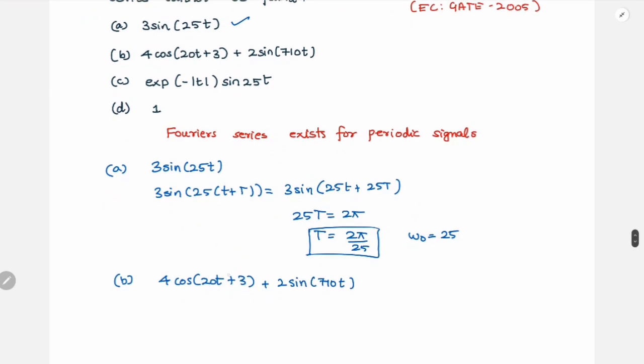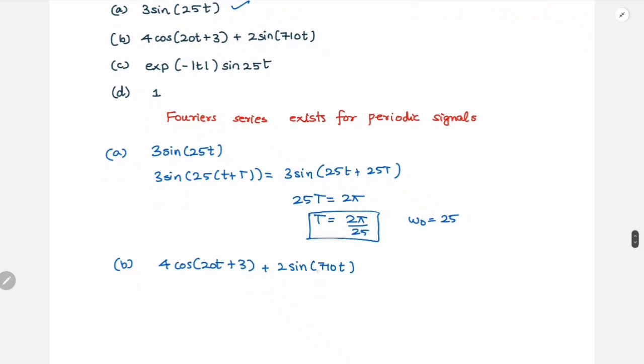So 4 cos 20t plus 3 plus 2 sine 710t. When 2 cosine or sine signals are added and they are of different time periods, individually they may be periodic. Cos 20t plus 3 is periodic with omega naught equal to 20, and sine 710t is periodic with omega naught 710. But when they are added together, for them to be periodic, their time period ratio should be rational. So T1 by T2 should be a rational number.